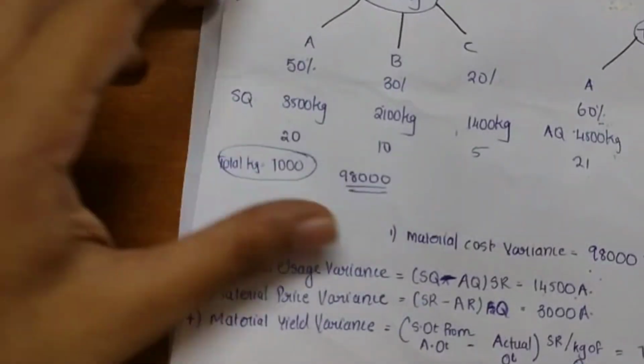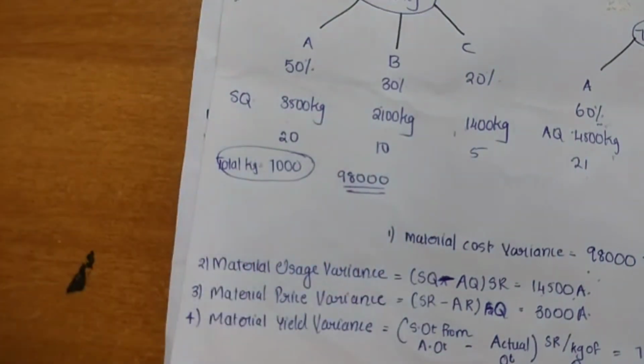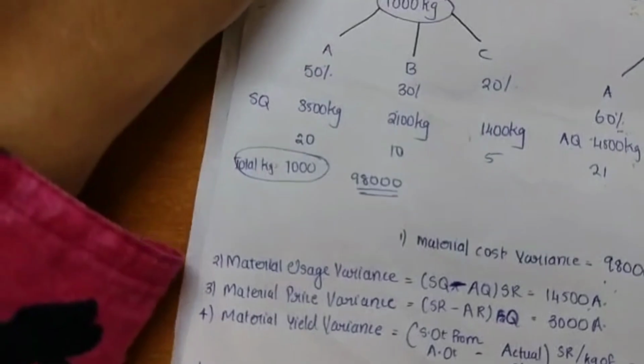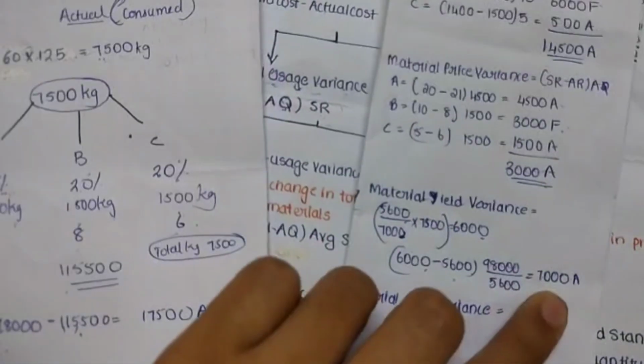Cost per kg, standard rate per kg of output. So output is what? 5,600. So 98,000, in order to find how much for 1 kg, what should I do? 98,000 divided by 5,600. That's what I have done here. Okay, so I'll get how much?